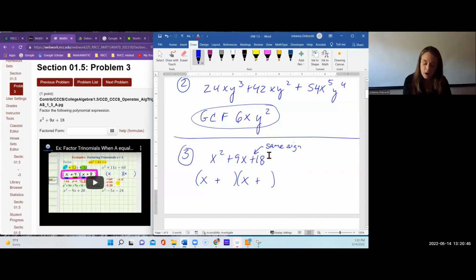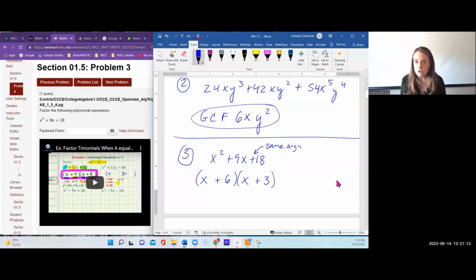And then I think about all the numbers that multiply to give me 18, but would add up to give me 9. Now, the numbers that multiply to give me 18 are 1 and 18, 2 and 9, and 6 and 3. But the only ones that add up to 9 are 6 and 3. So I can put 6 and 3 in whichever order. It won't matter because they're both plus. And that's how you do the trial and error method.